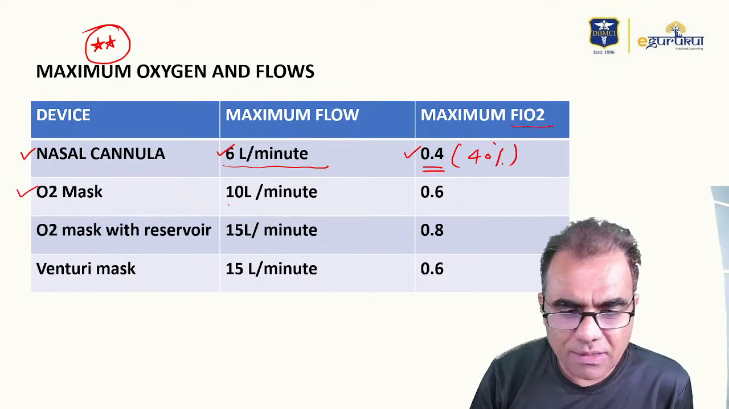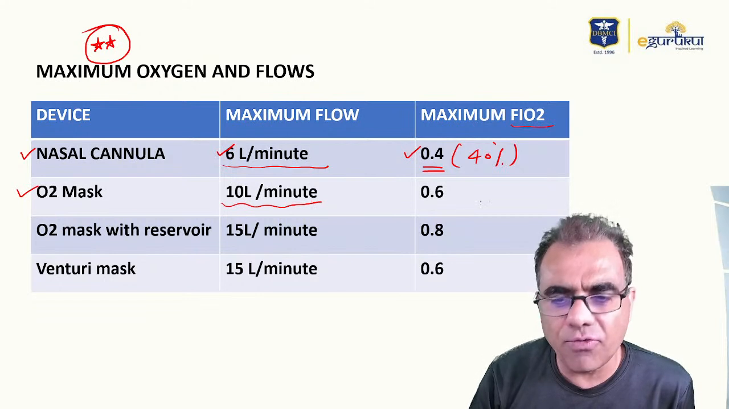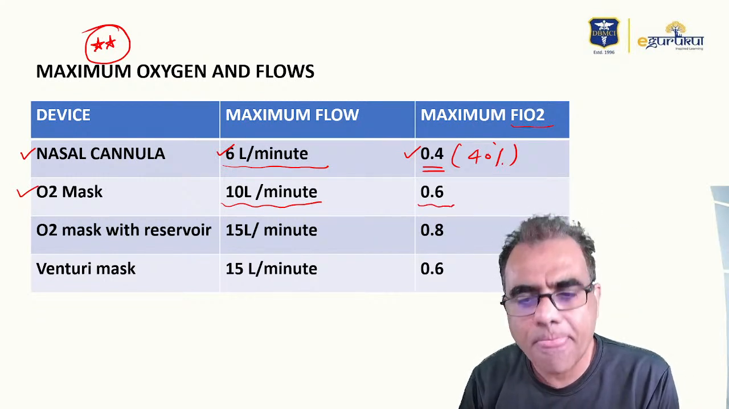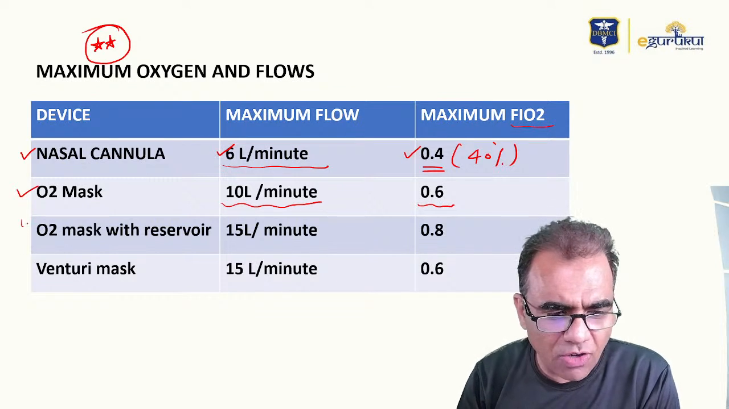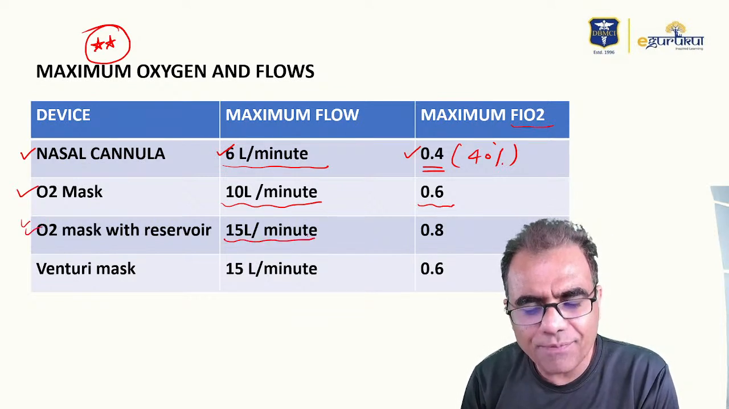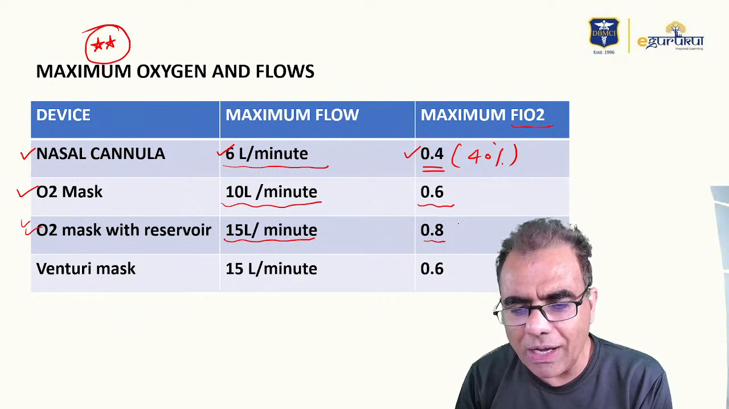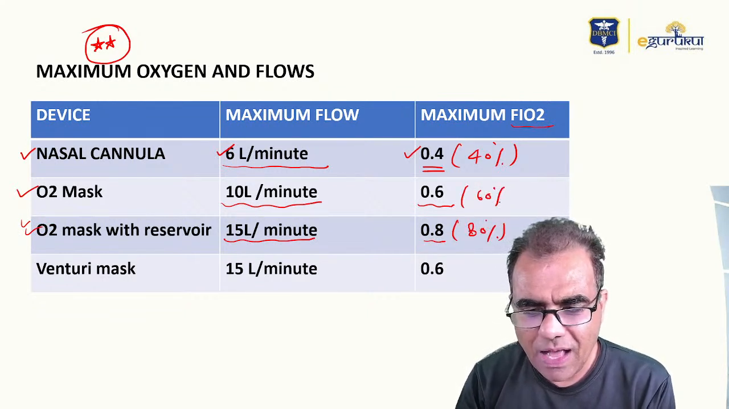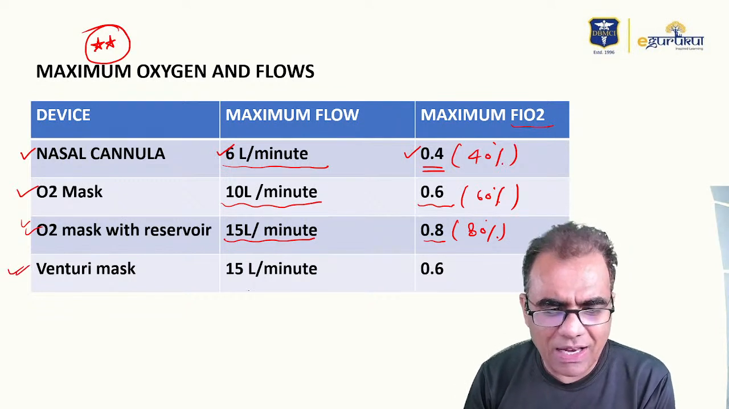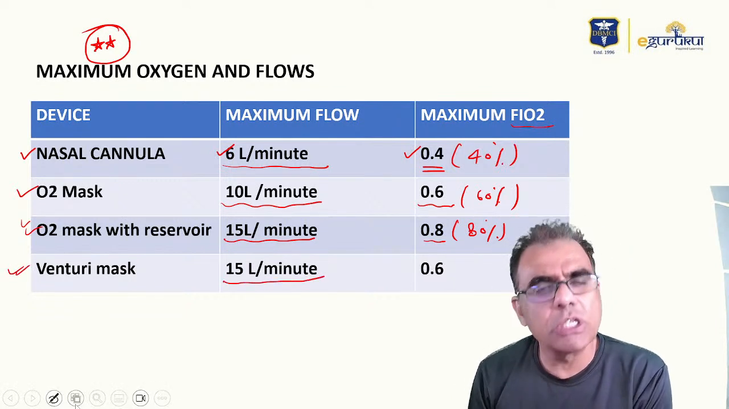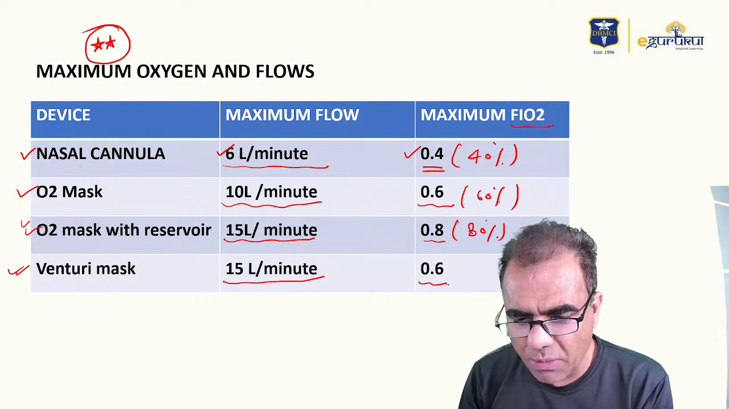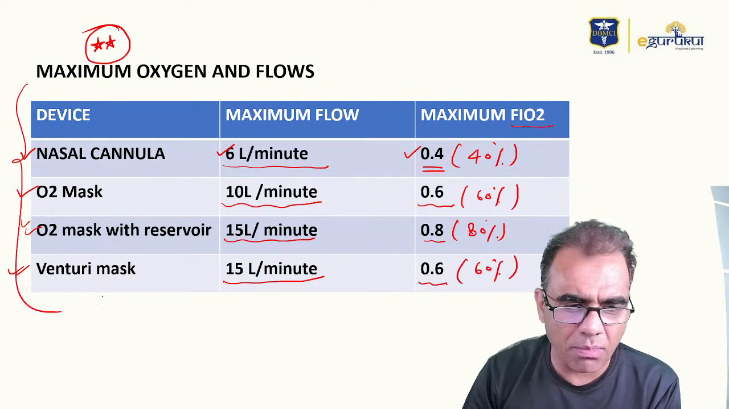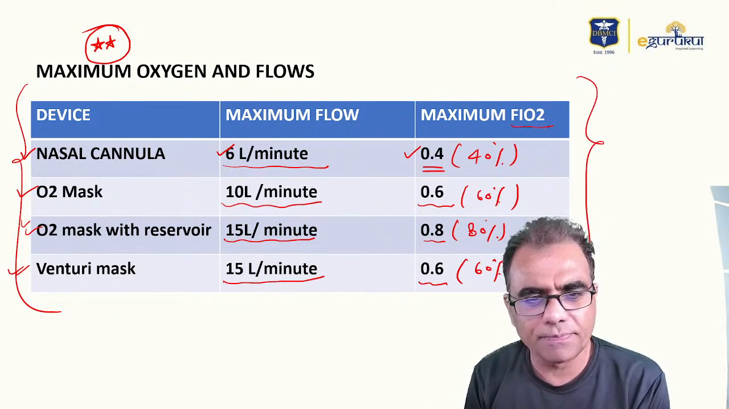Simple oxygen mask: 10 liters is the maximum flow, at which the maximum output is 0.6, 60%. Oxygen mask with reservoir: you can use up to 15 liters, and at 15 liters you can get 0.8, that is 80%. And Venturi mask: again, the maximum flow you can use is 15 liters, and the maximum output you are going to get is 60%. So this is a very important table you must remember, a very much expected question.